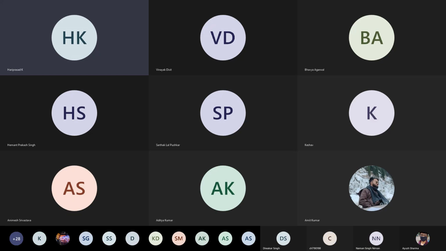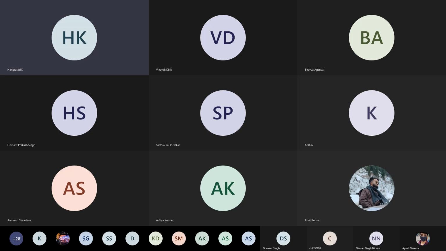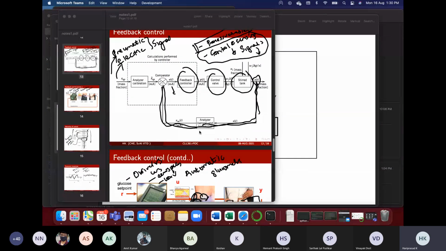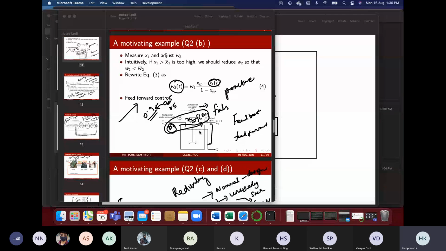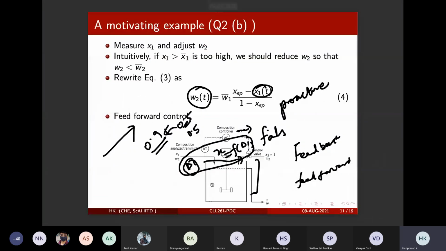Sarthak, please unshare for a minute. Yes, sir, I have. So look at this case. So I hope my screen is visible to you. Okay. Fine. Hello.